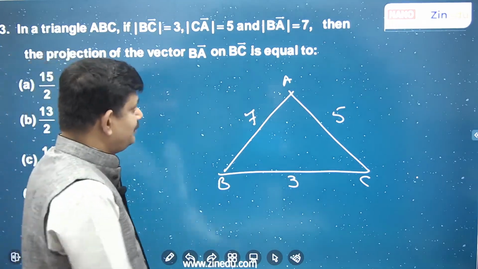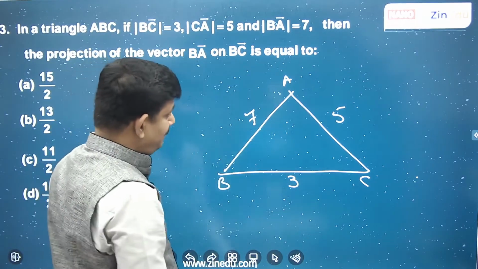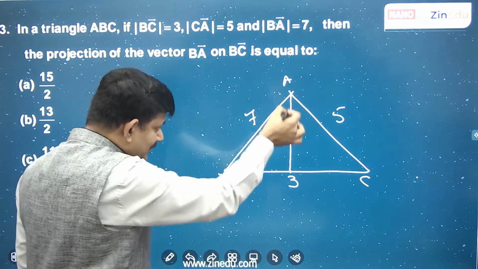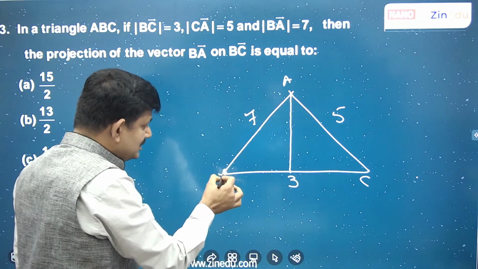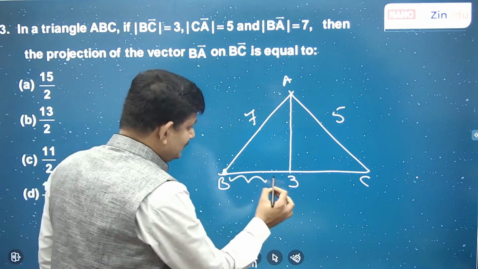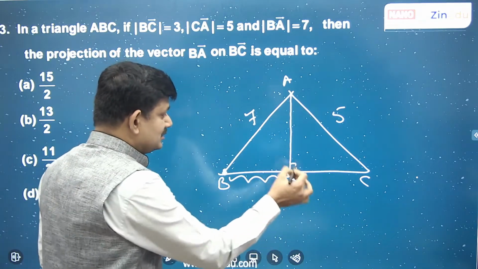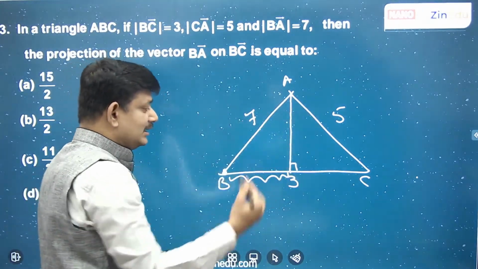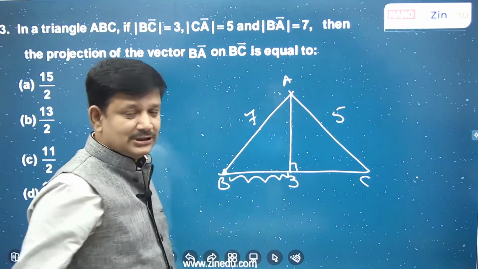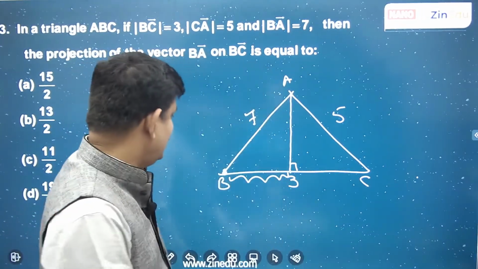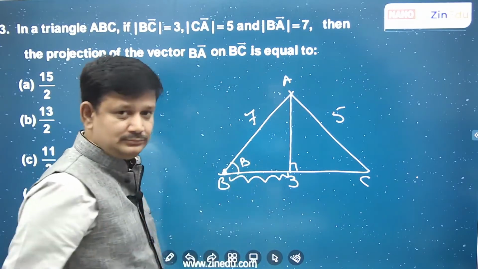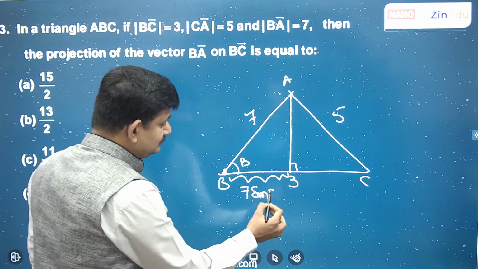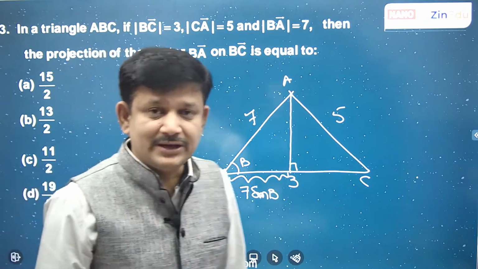Then projection of BA on BC. What will be projection? Shadow. Drop a perpendicular from A on BC, B on BC, that is its point itself. So, this length will be your projection. This is your altitude. So, sides of the triangle are given. He is asking you to find this particular length. So, if this angle is B, what will this length be? 7 sine B. This length will be 7 sine B.